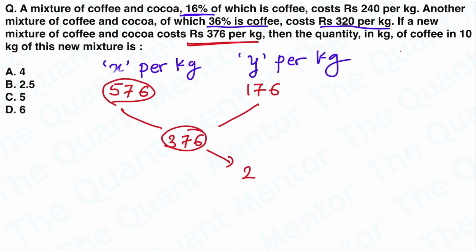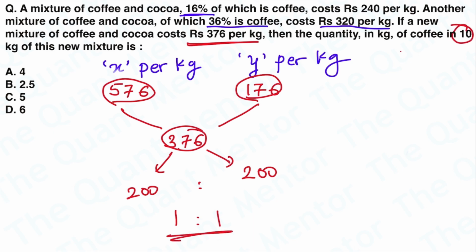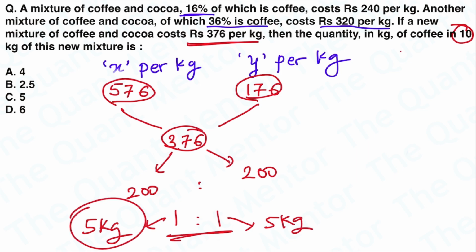576 minus 376 will be 200 and 376 minus 176 will be again 200. The ratio of these two numbers is basically 1:1. That means in a 10 kg mixture, you will have the ratio of coffee and cocoa as 1:1. So 5 kgs will be coffee and 5 kgs will be cocoa. The question is, what is the quantity of coffee in the mixture? The quantity of coffee is 5 kgs and that's my C option.